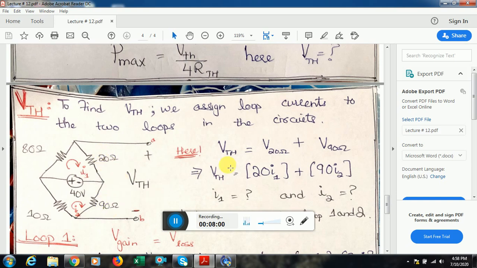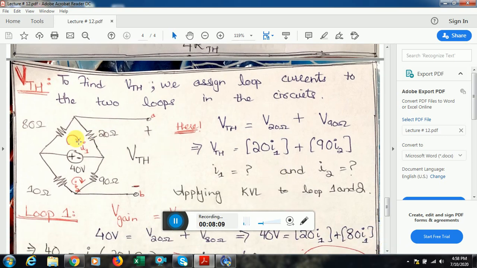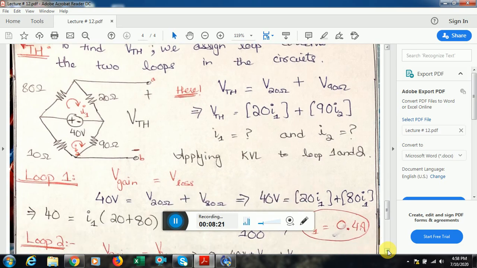So if I go by mesh analysis, if I assign a loop current to each of the loops, this means the first loop is I1, the second loop is I2. So 20 encounters the current I1 and 90 encounters the current I2. So it will be 20 I1 plus 90 I2. Now we have to find I1 and I2. I1 and I2 can be found by applying mesh analysis to each of the loops.